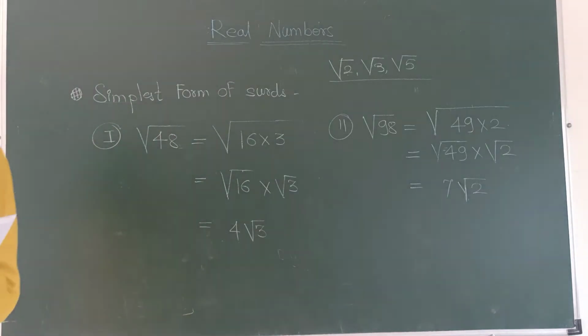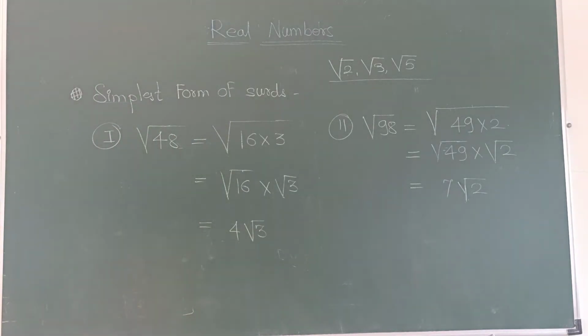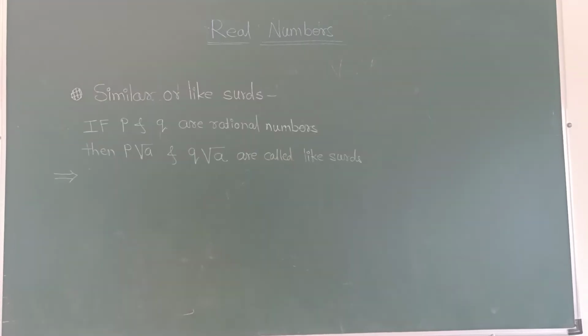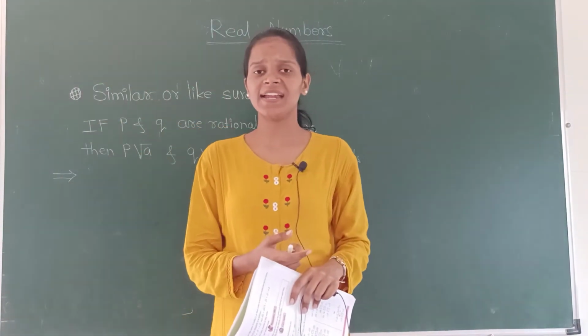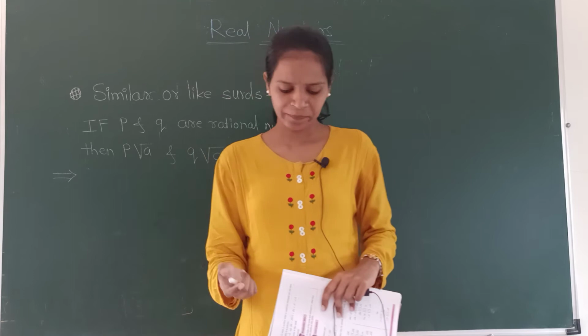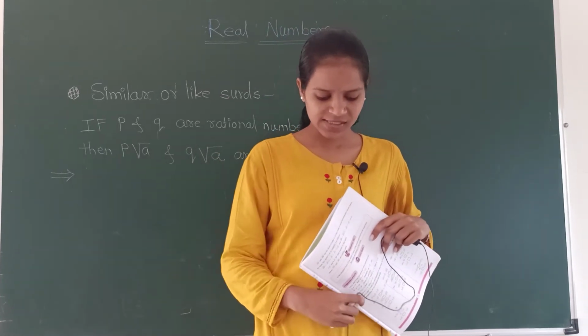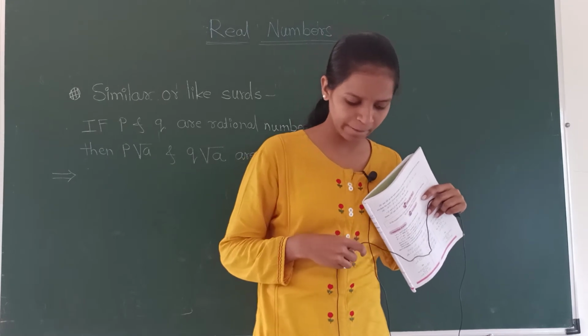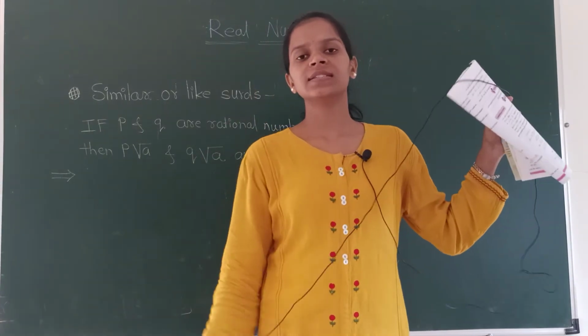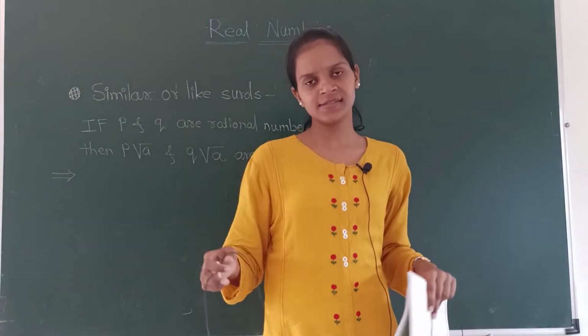Now we will move towards the similar or like surds. In the name itself you can understand what similar or like surds means: there must be some similarity between the two surds. So we will see the similar or like surds.